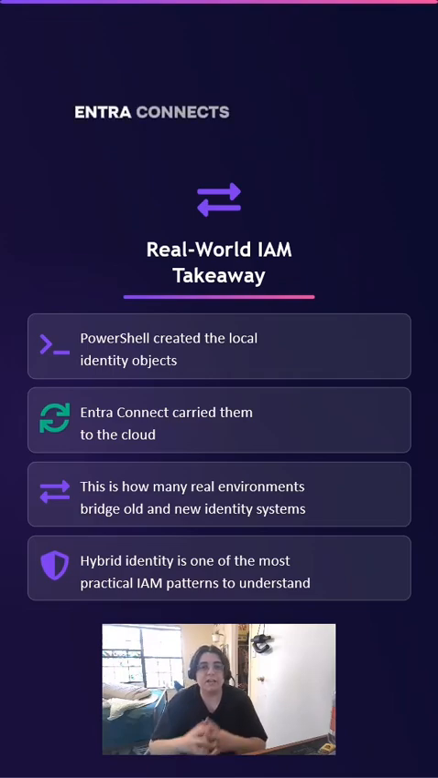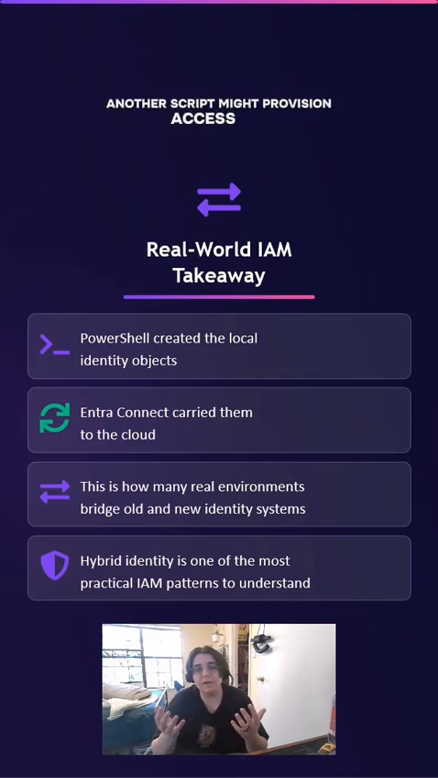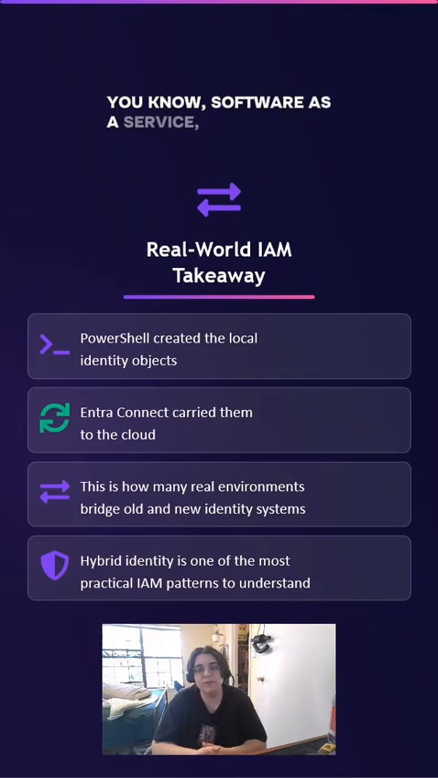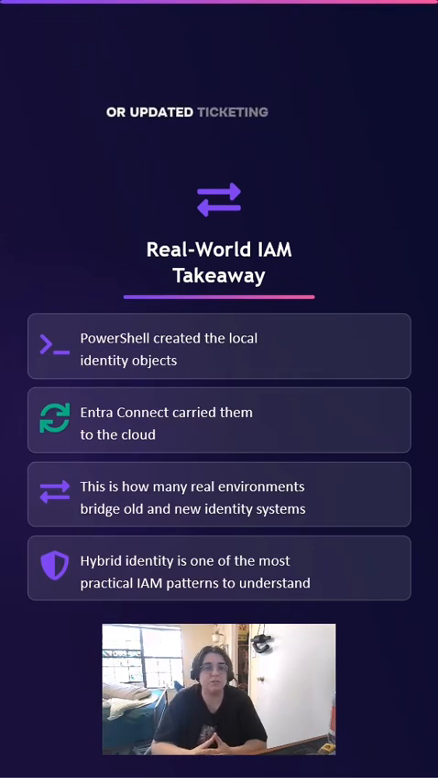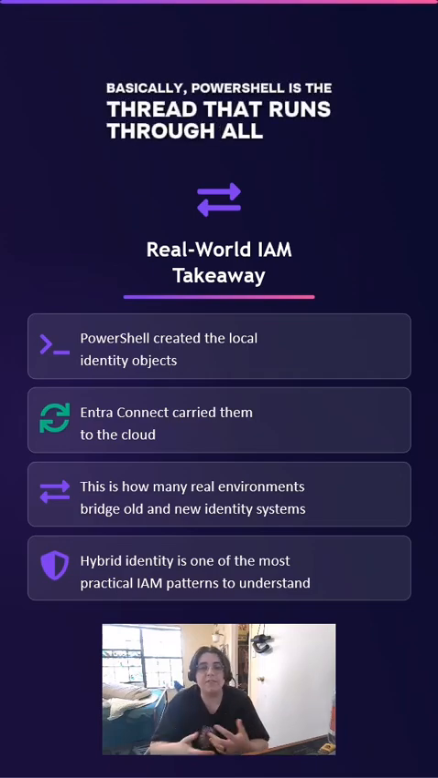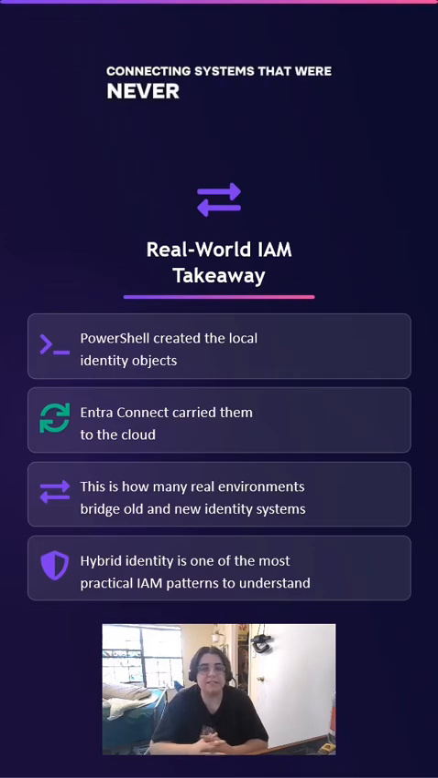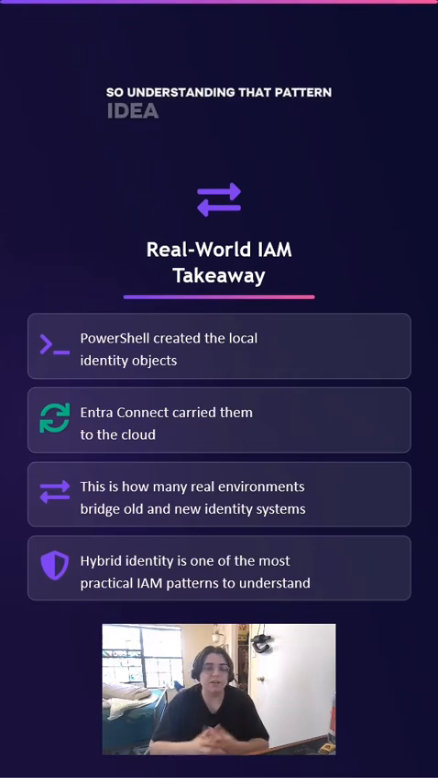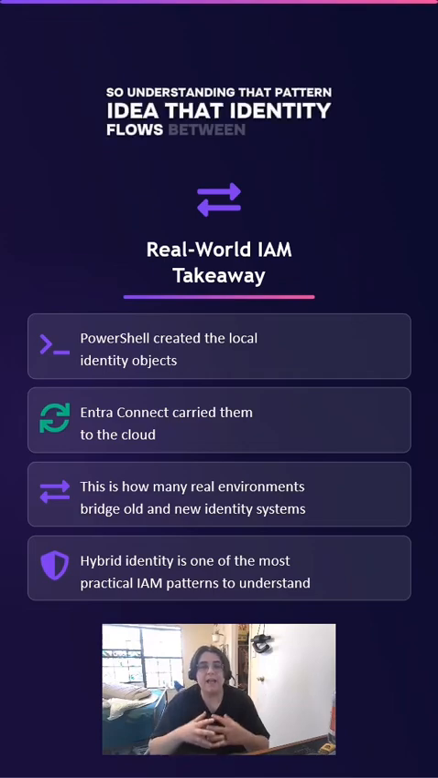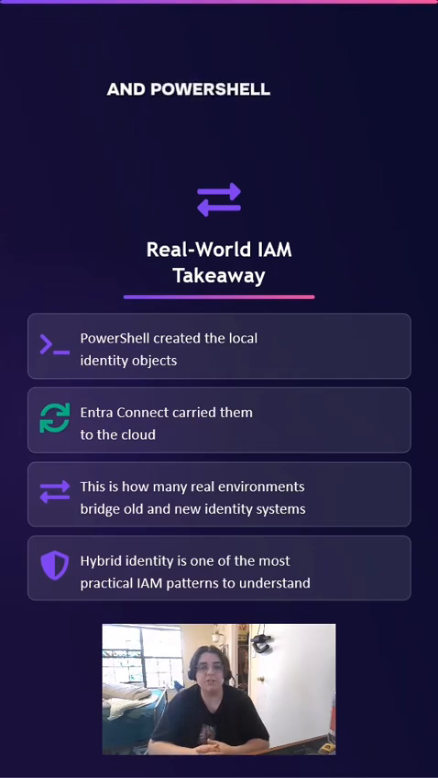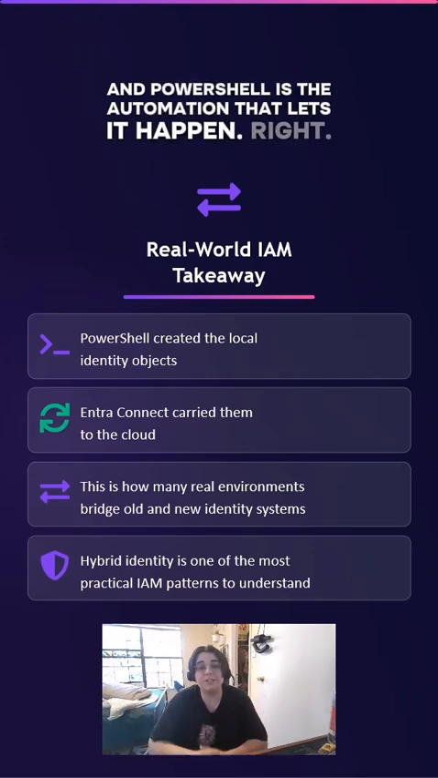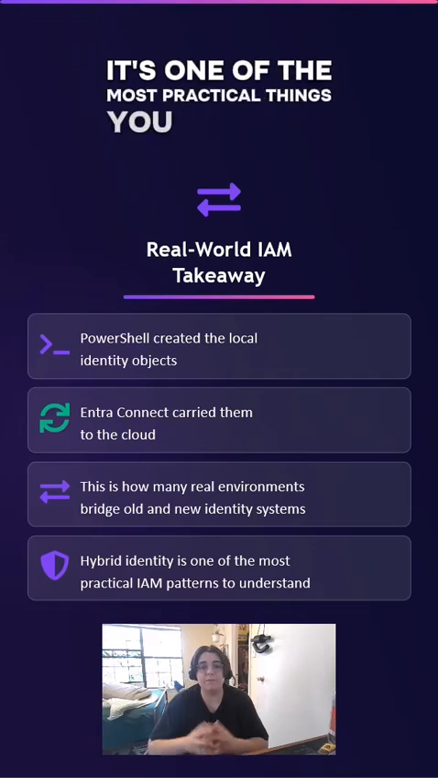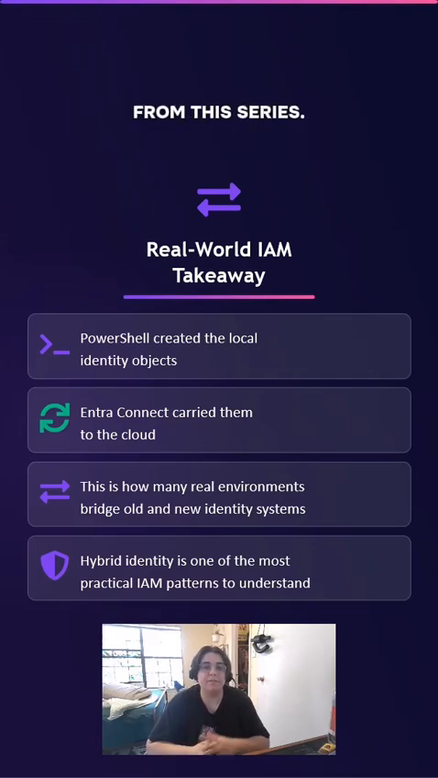Entra Connect syncs to the cloud. Another script might provision access to software as a service applications or update a ticketing system. Basically, PowerShell is the thread that runs through all of it, connecting systems that were never designed to talk to each other natively. So, understanding that pattern, the idea that identity flows between systems and PowerShell is the automation that lets it happen, right? It's one of the most practical things you can take away from this series.